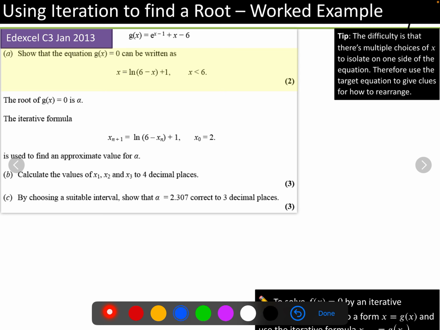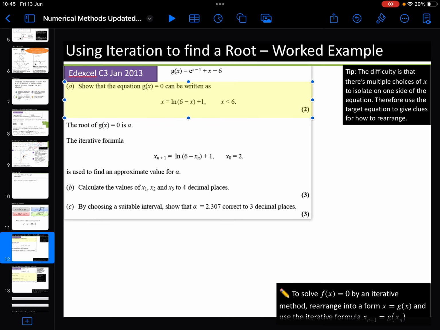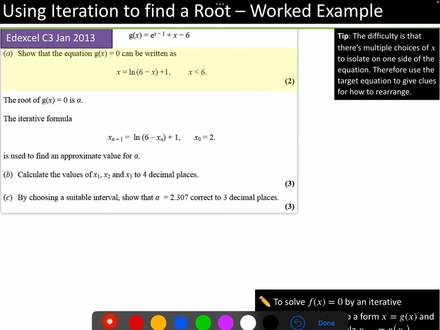So the first thing is we're going to get a function, and we need to show that the function being equal to 0, which remember is when you have roots, can be written as this. So all we need to do is identify that there are multiple x's in the function, and find the right one to get on its own. So I noticed that there's a natural log, which I know is the inverse of e. So let's try and get that x value on its own.